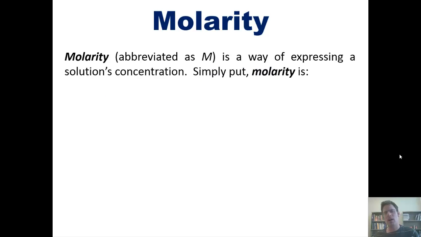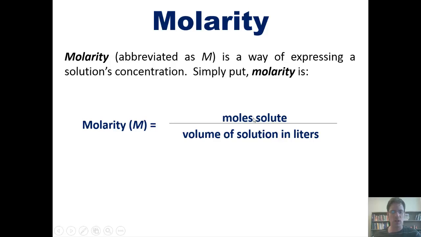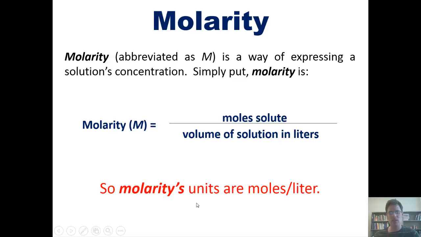So as you may or may not remember, molarity, abbreviated as an italicized capital letter M, is a way of expressing a solution's concentration. Simply put, molarity is moles of solute divided by volume of total solution in liters. So we could say then that molarity's units are moles per liter. Please make sure you don't forget that because it's important when you do dimensional analysis with it.